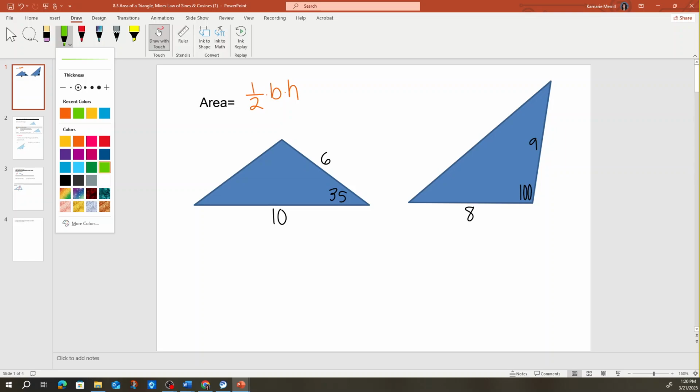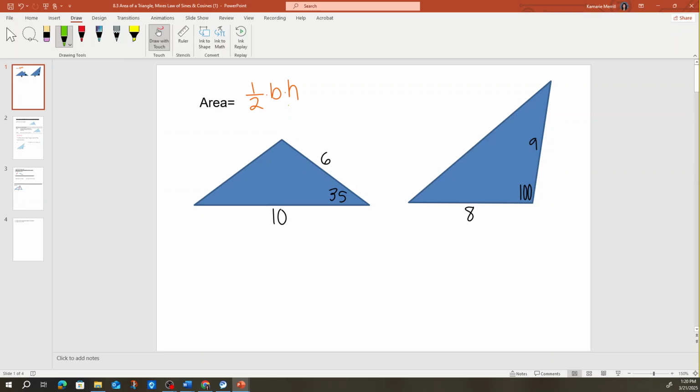10. Good. Do I know the height? No. So there's a problem. I don't know the height. But they did give me some angles, and I can try to finagle from there. So that's my hint to you: I want you guys to figure out another way to represent height. And yes, I'm okay that you come up with the answers.